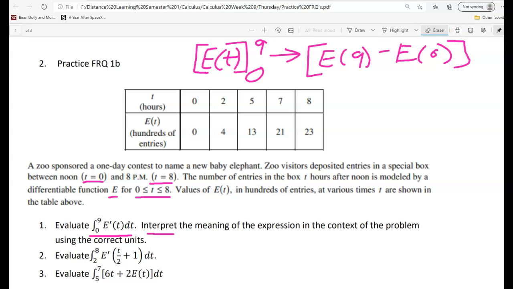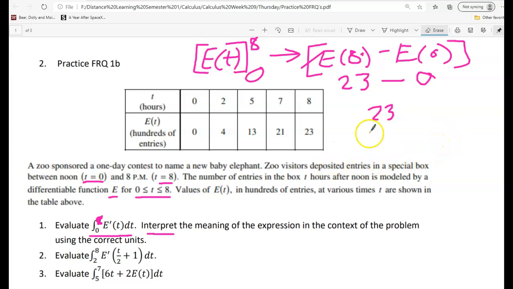And E of 9, I'll have to fix that. That's supposed to be an 8. We don't have any 9s on here. My bad. So it's just supposed to go from 0 to 8, not 0 to 9. All right. So E of 8 is going to be 23. E of 0 is going to be 0. And then we end up with 23 as our final evaluated answer.